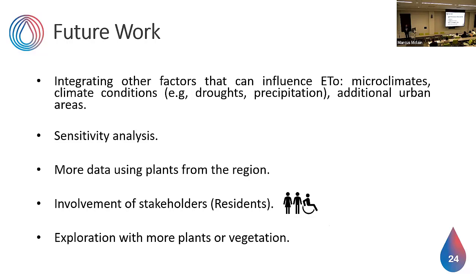For future work, we want to integrate more data because we have limited data for those 33 stations. And if we want our model to be better, we need more data. Also we want to include other features such as microclimates, droughts, precipitation, and of course, add additional urban areas, different from El Paso. And obviously we want the involvement of stakeholders, and the exploration of more plants or vegetation data.